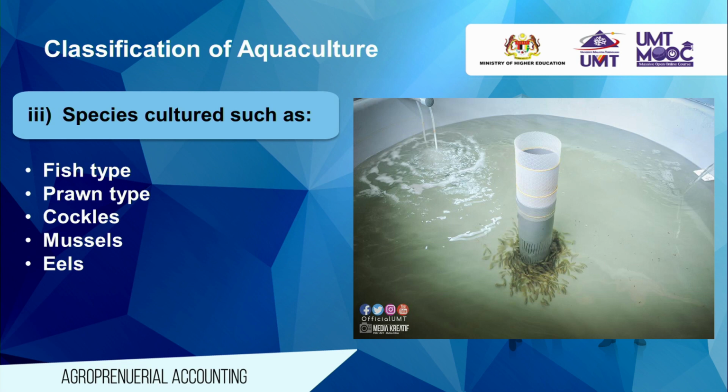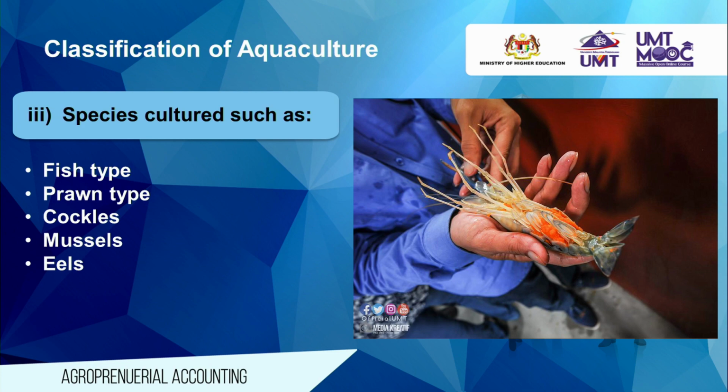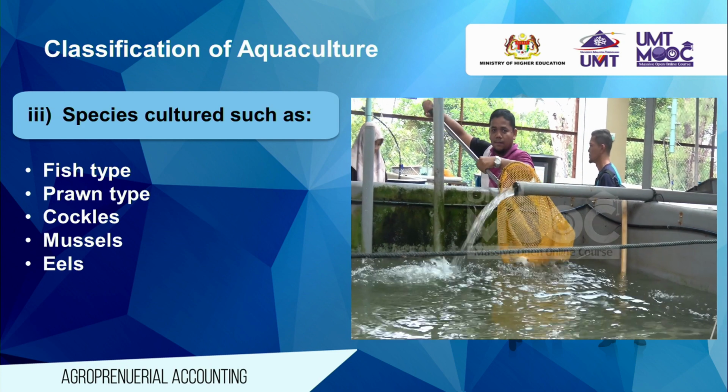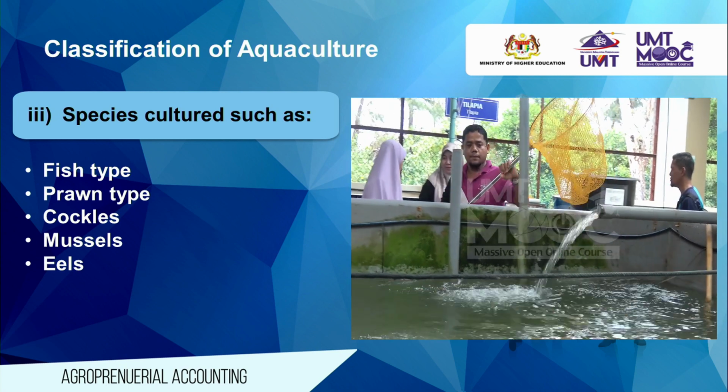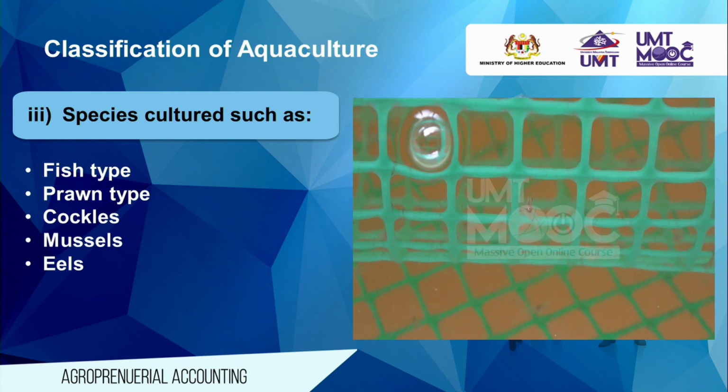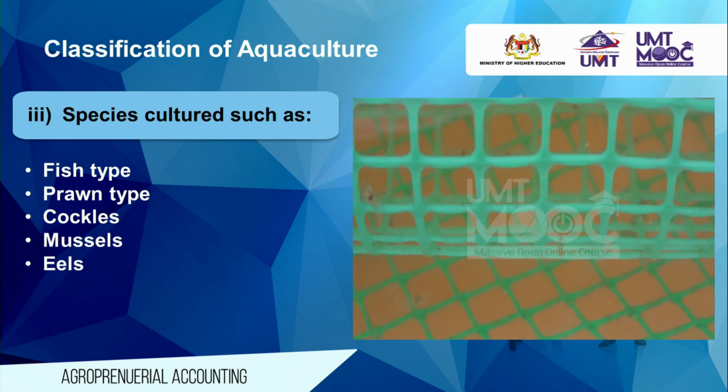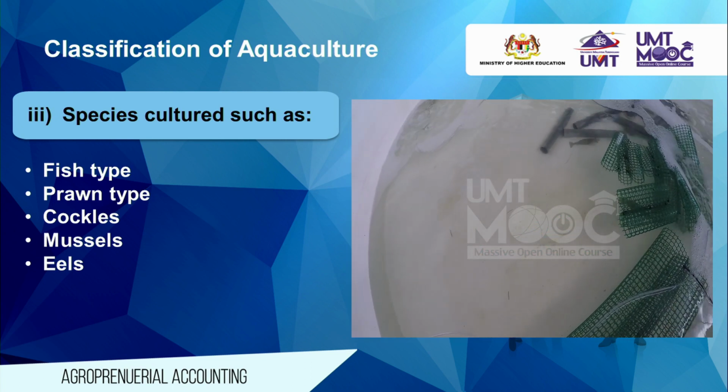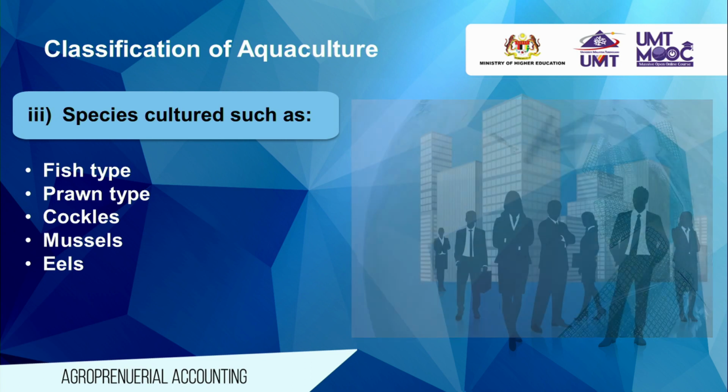And finally, we can also classify or categorize aquaculture based on the species cultured. For example, whether they are from the fish type, the prawn type, cockles, mussels, or eels.